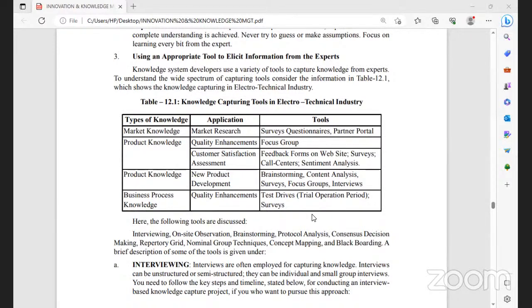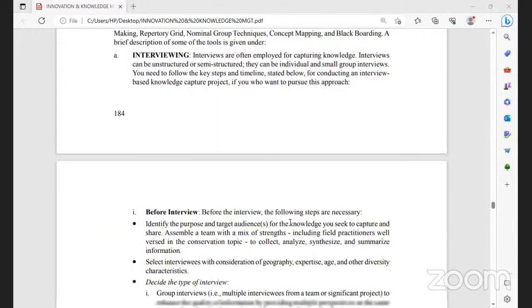on website, surveys, call center, sentiment analysis. And one more, product knowledge tools are brainstorming, content analysis, surveys, focus groups and interviews, and business process knowledge tools are test drives and surveys. They're all different tools applied for different types of knowledge mechanism.